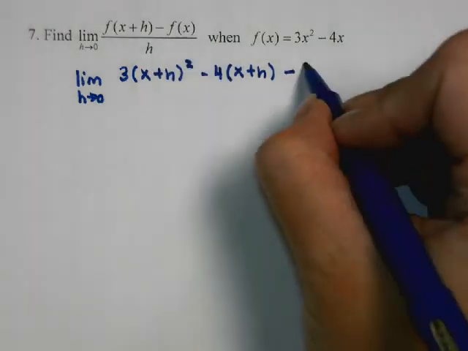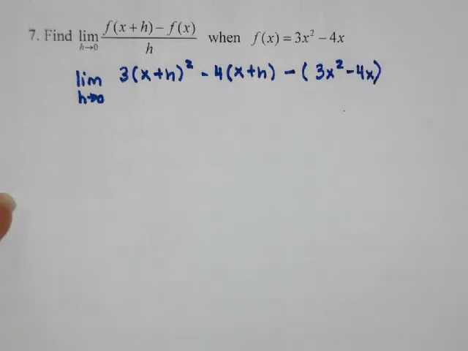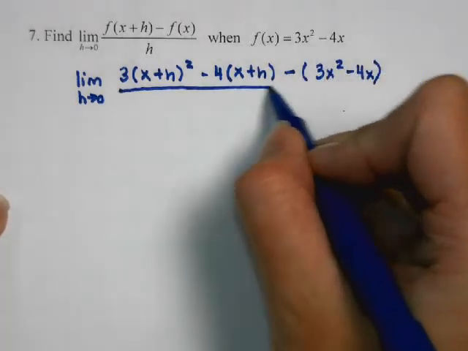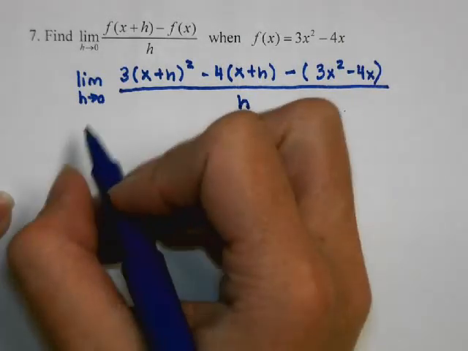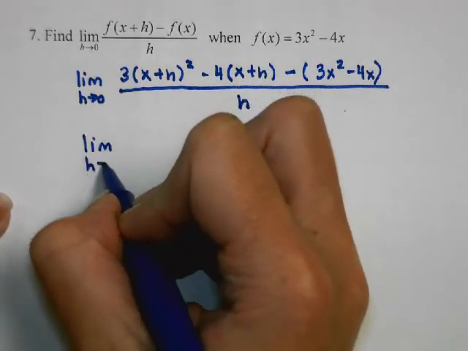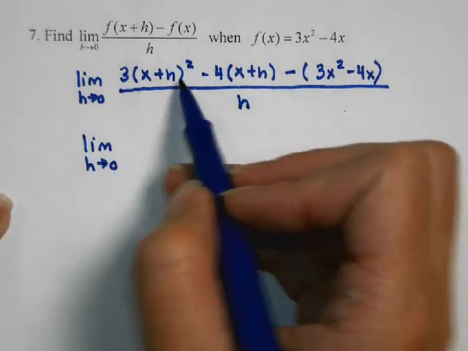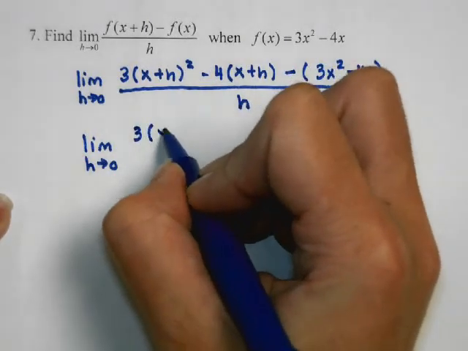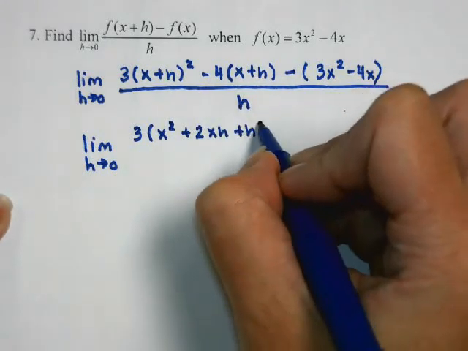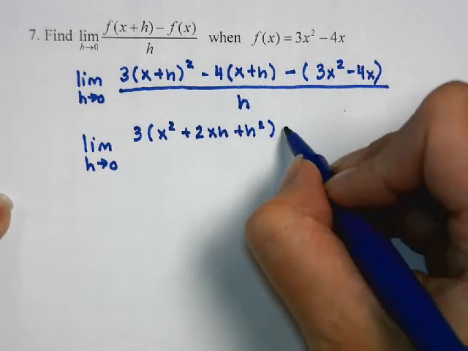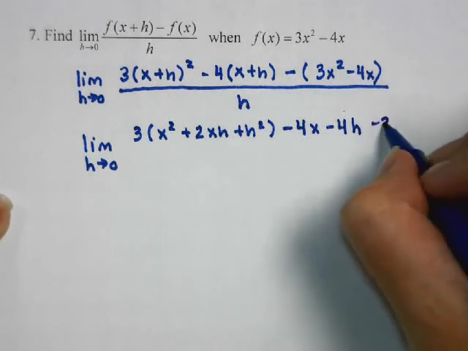Now we're going to subtract f of x, which is 3x squared minus 4x, all over h. Now we just have a bunch of algebra to do. So we're going to simplify that numerator. I'm going to start here by foiling x plus h times itself. So that's going to be x squared plus 2xh plus h squared. I'll distribute through that negative 4 and distribute through that minus.